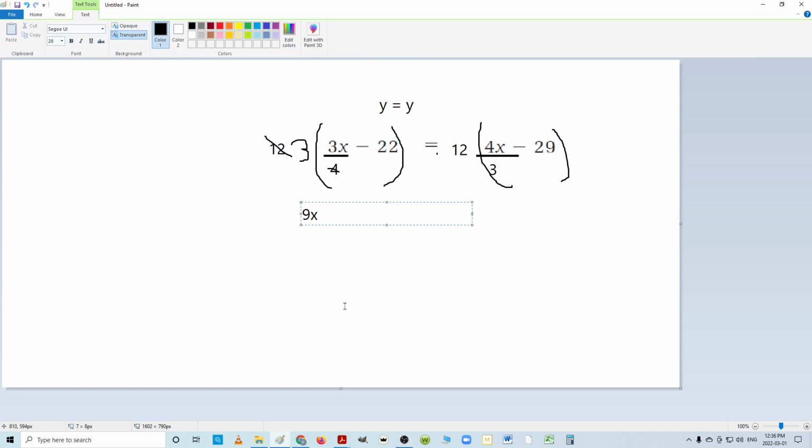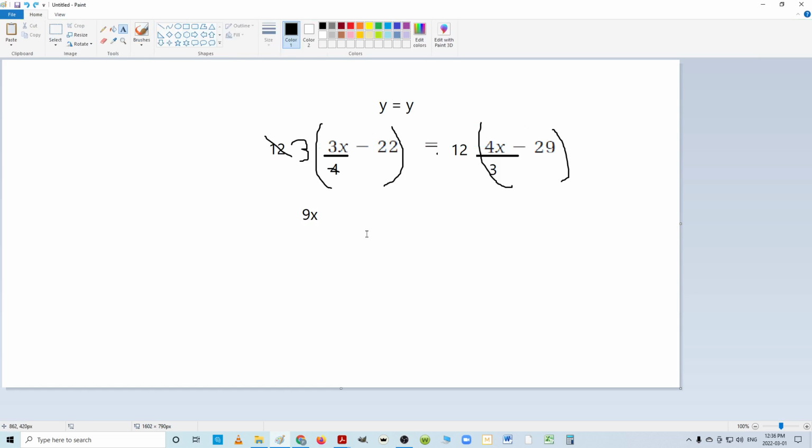But that full 12 is still multiplying this negative 22. So we have to figure out what 12 times negative 22 is.